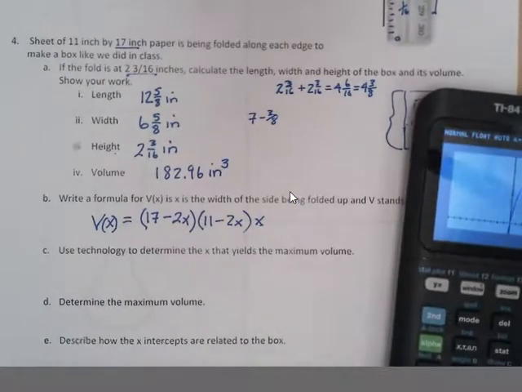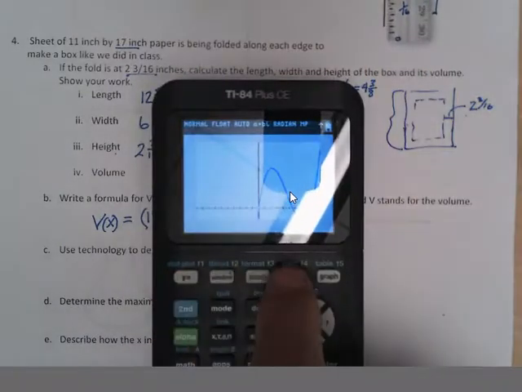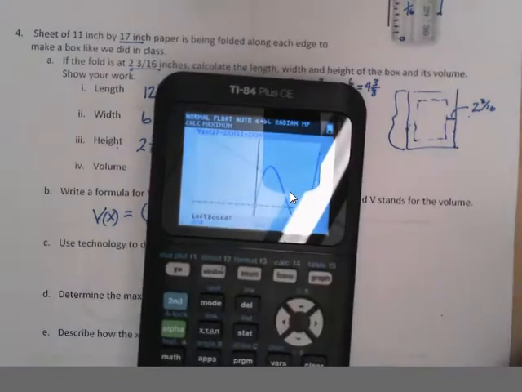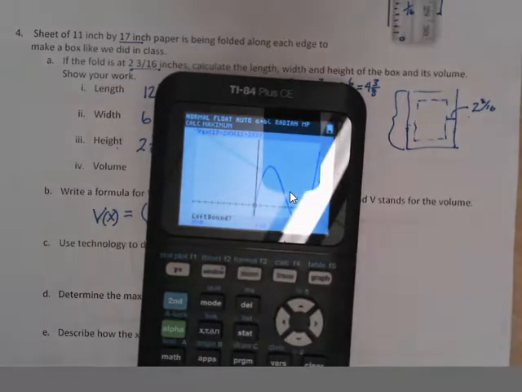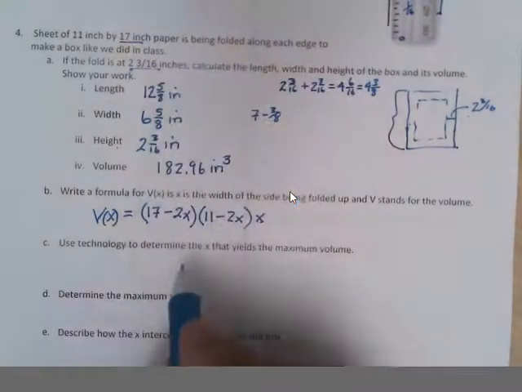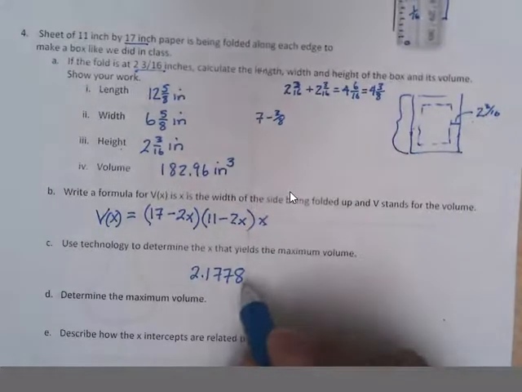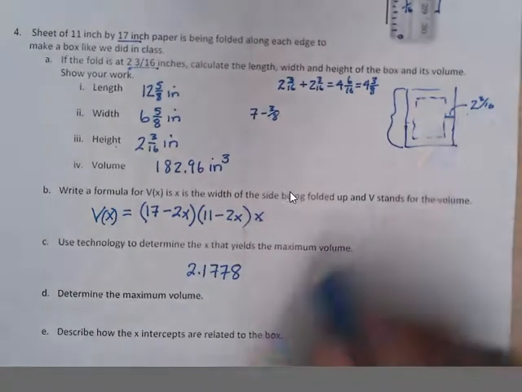What's the maximum volume? Well, this is a graph of the volume, so the maximum's up there. Second, calculate the maximum, that's somewhere between, let's see, 1 and 4. I think it's about 2, and it says 2.1778. What's the units? Well, that's the x. That's in inches.